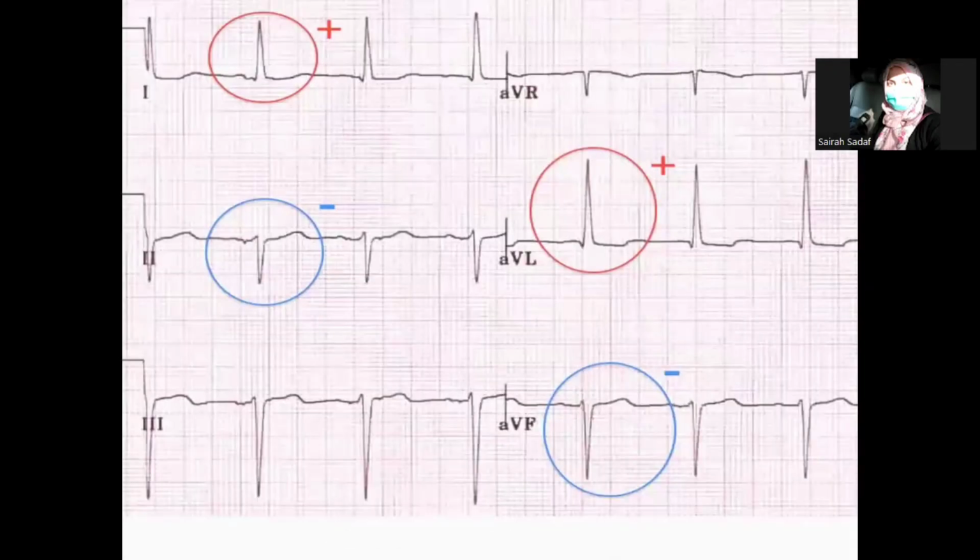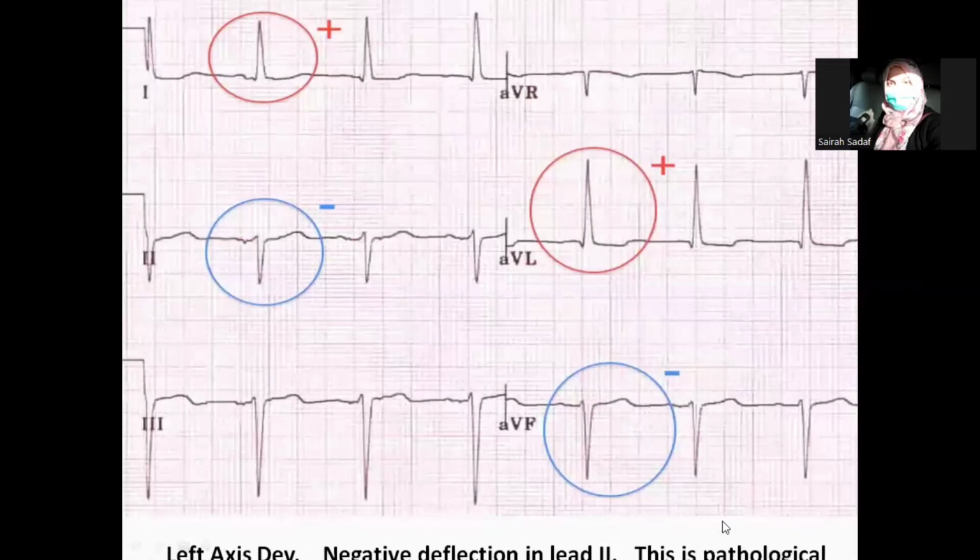Now just tell me quickly which axis is this? Left. Jennifer, is this left pathological or not? You have to comment fully on it. Yeah, everyone is right. Left pathological. Well done. It's left and pathological. Why? Because it is also negative in lead 2. Good. Left and pathological.